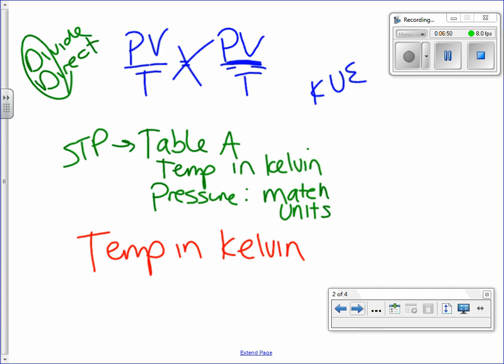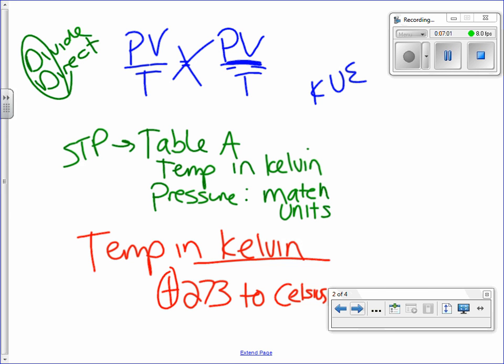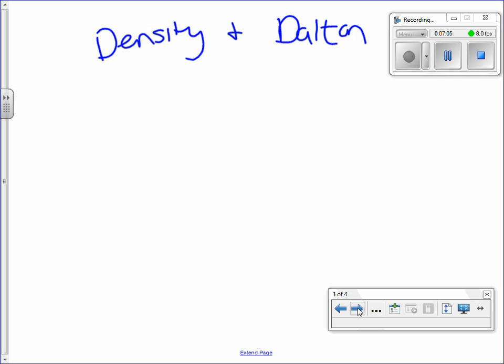Kelvin. That means you add 273 if you have your Celsius temperature. Okay, so you always add 273 to get from Celsius to Kelvin. All right, Dalton's law and density.